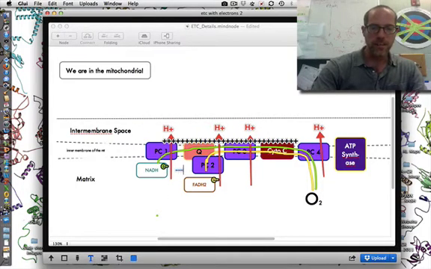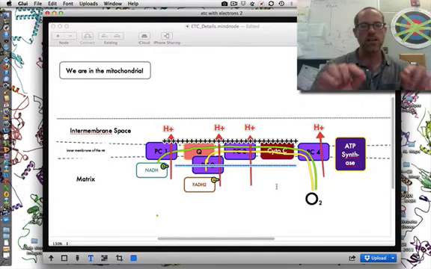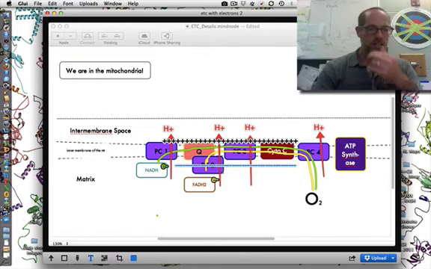Negative charge here, and check it out, man. We got a positive charge on one side, we got a negative charge on another. We call this an electrochemical gradient. Electric because it's positive and negative, chemo because we've got hydronium ions trapped on one side.